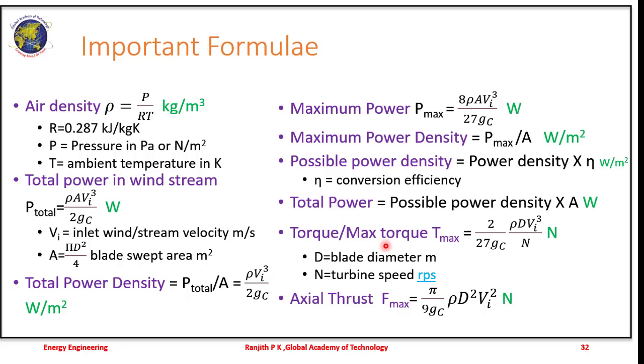And sometimes also the torque is required to be evaluated, given by the expression 2 by 27 GC rho D VI cube by N, where D stands for the blade diameter, and the turbine speed should be taken in seconds. Please be very careful. The usual notation is rotation per minute, but here while substituting, N has to be in RPS. And there is this axial thrust that is produced in the turbine blades, evaluated by the expression pi by 9 GC rho D square VI square.